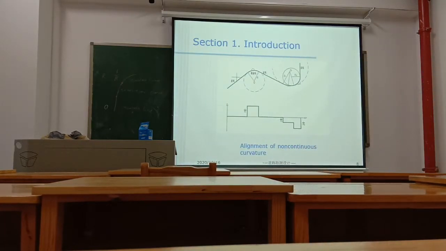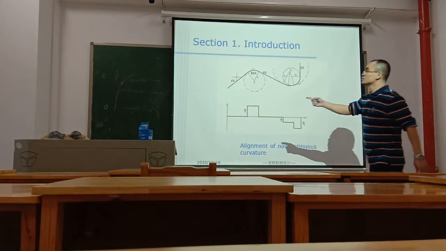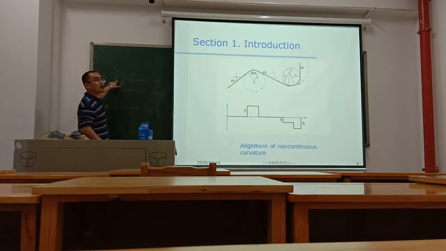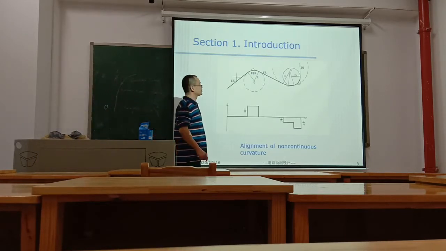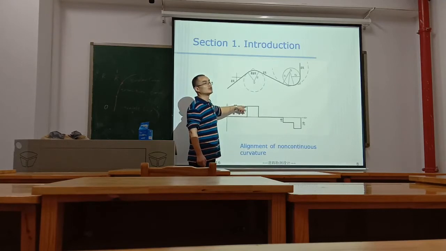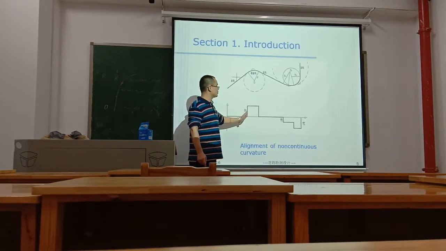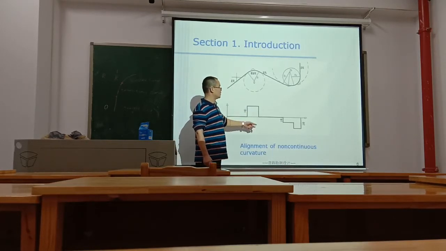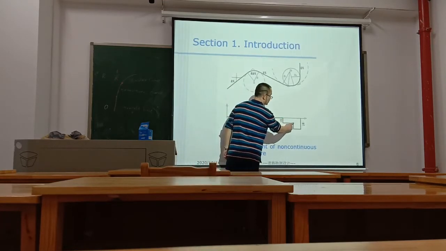The curvature of a transition curve is how many? It's changeable, variable. The curvature of a transition curve changes from 0 to 1 over R. Radius is variable. The curvature is not continuous, because at this point there are two curvatures, zero and 1 over R.